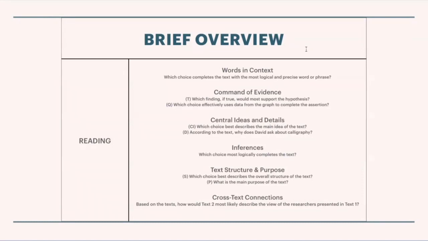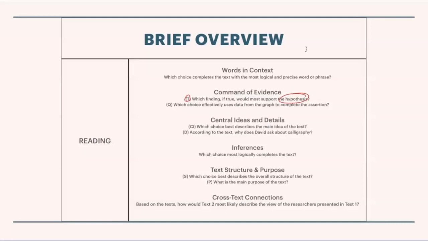Next question type we have is command of evidence. Command of evidence is split into 2 types, textual and quantitative. The first one is textual. The textual here is asking you to identify evidence that's going to support a claim. Here in this case, we have "support the hypothesis." The hypothesis is the claim. You want to make sure you can identify the claim first within the text before you try to match an answer choice that's going to support that exact claim.